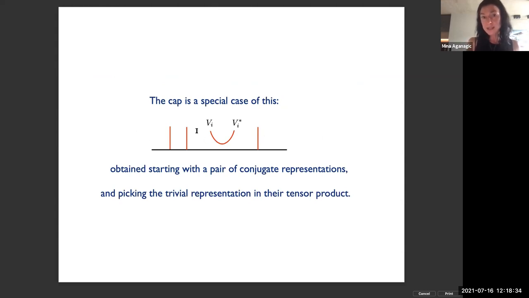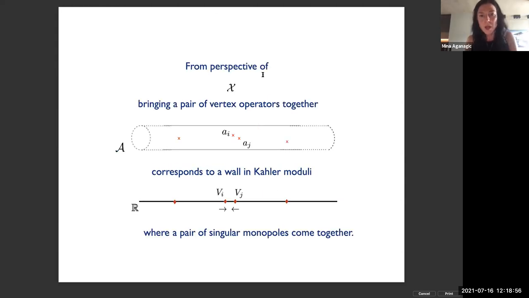The important thing for us is that the cap is a special case of this, obtained by starting with a pair of conjugate representations and picking a trivial representation in their tensor product. So discovering caps relies on understanding the geometric meaning of this fusion process, what diagonalizes braiding in the derived category. From the perspective of X, bringing a pair of punctures together corresponds to approaching a wall in Kähler moduli, where a pair of singular monopoles come together.